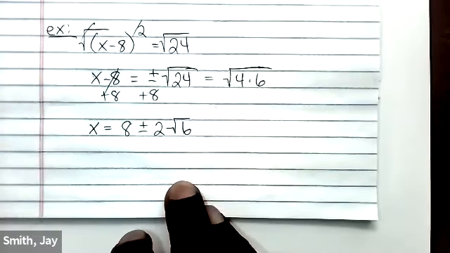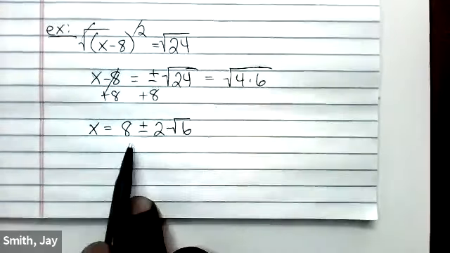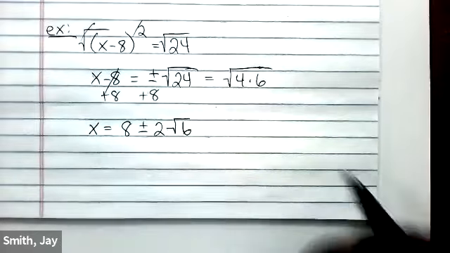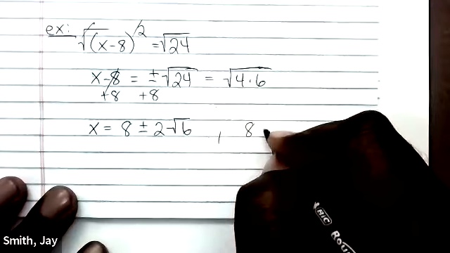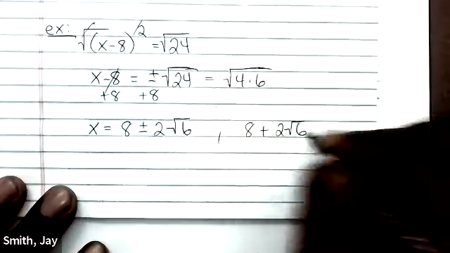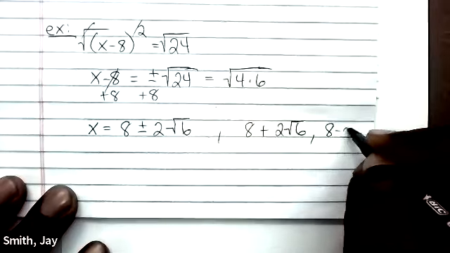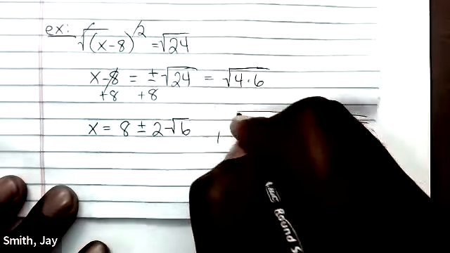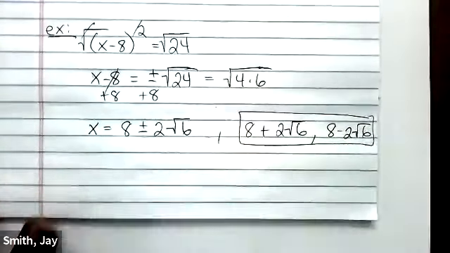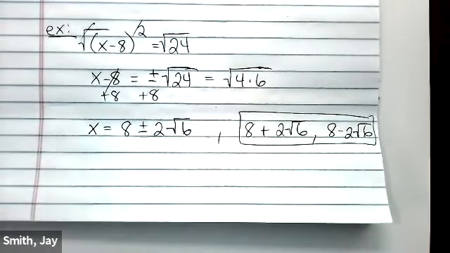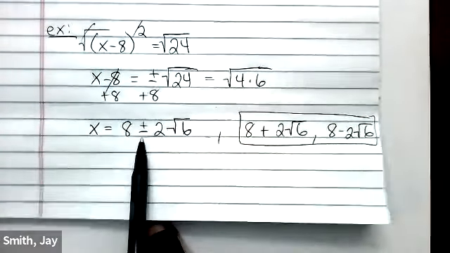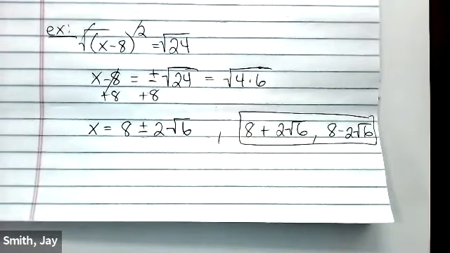But that 6 still stays underneath my radical. All right. Now, keep in mind, this does represent two separate answers. 8 plus 2 square roots of 6, and 8 minus 2 square roots of 6. Now, when you're doing your homework on the computer, at least, I think they do give you the option of that plus and that minus, but you do want to recognize that they do represent two separate answers. All right. Any questions on this one?